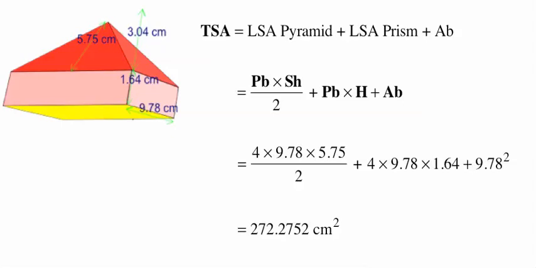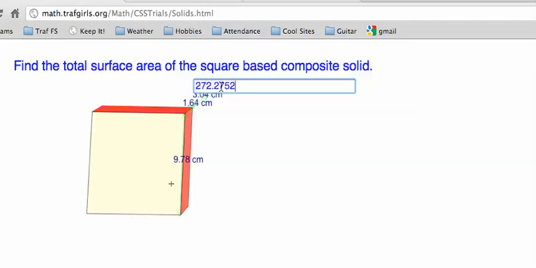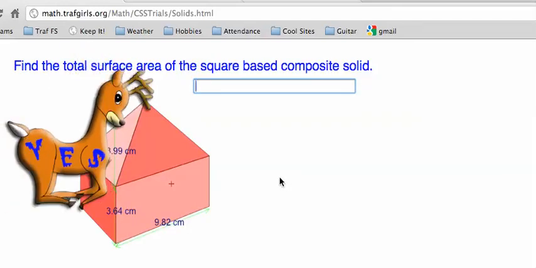So we take that number and we put it into the answer, and centimeters squared. Okay, and yay, that's it.